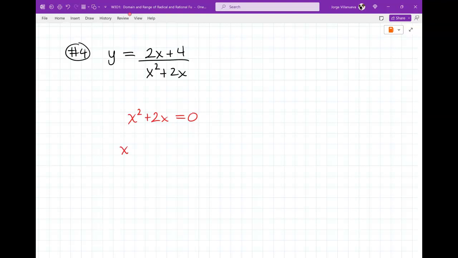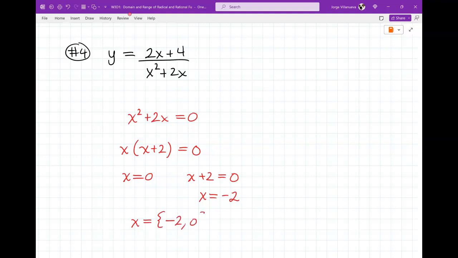Take out an x. I get x times x plus 2 equal to 0. And then I have to solve. So that means that either x equals 0 or x plus 2 equals 0. So my answer, well, x equals 0, that's one of them. That's already solved. The other one is x equals negative 2. So these are my two answers, right? Negative 2 and 0. I got two solutions.